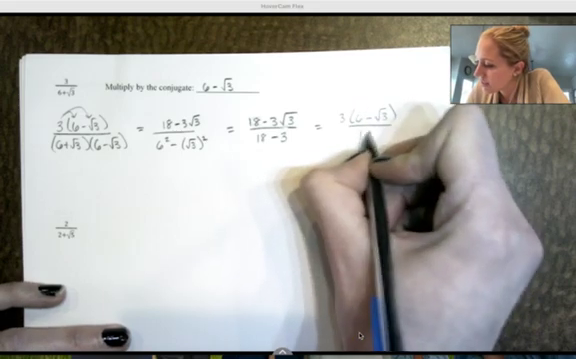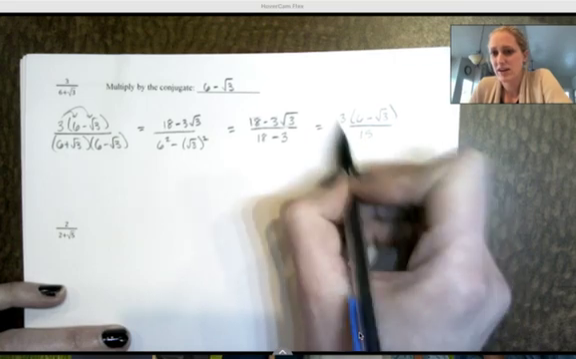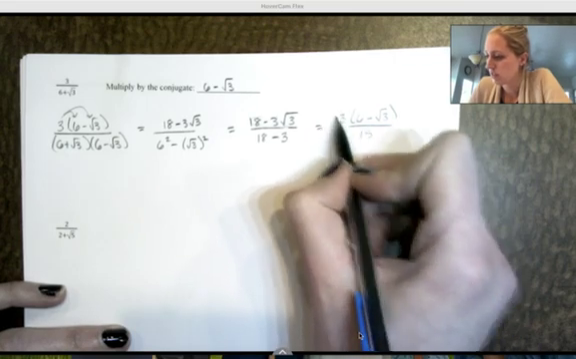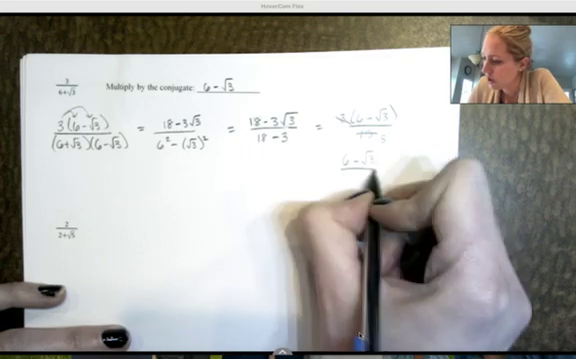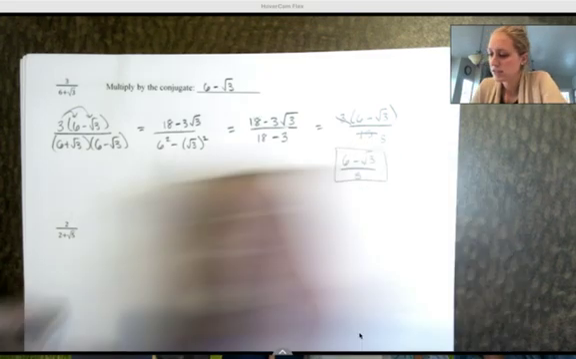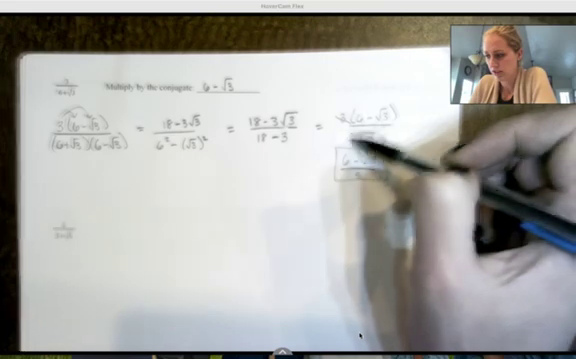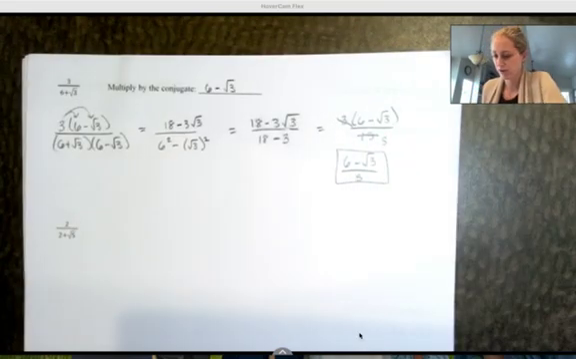I'm going to get 15. And then I can actually divide this, right? 3 goes into 15 5 times. So I'm going to get 6 minus root 3 over 5. So maybe wait to distribute on the top just so you can see if it simplifies any further.